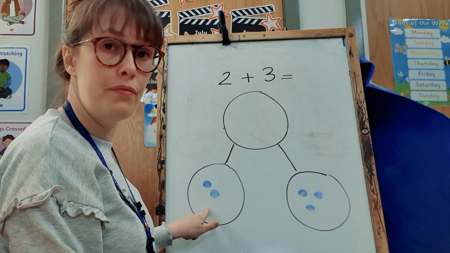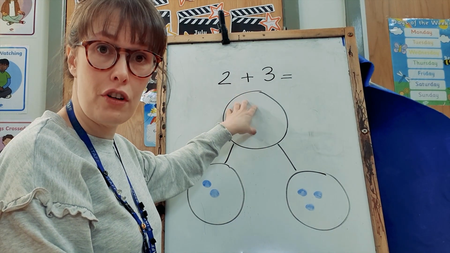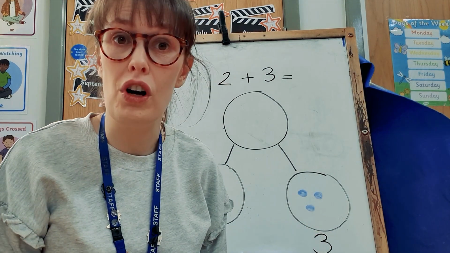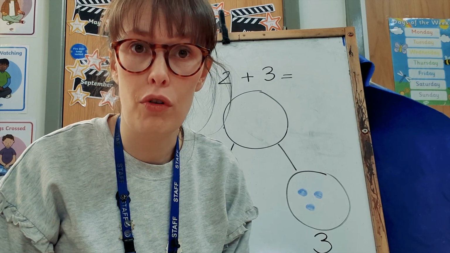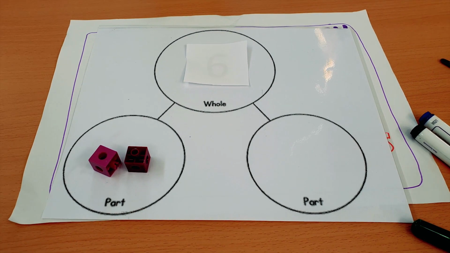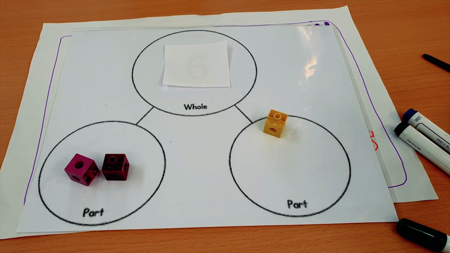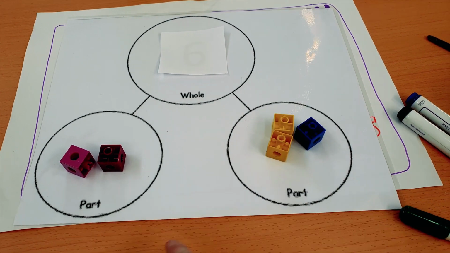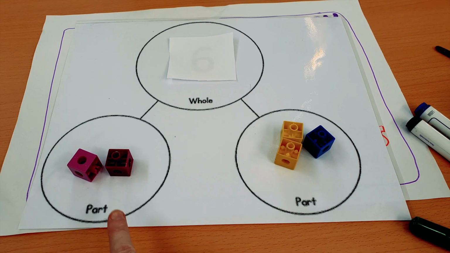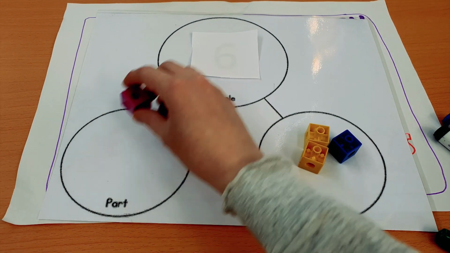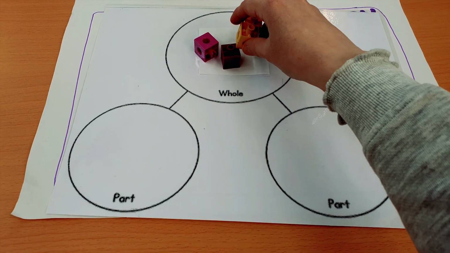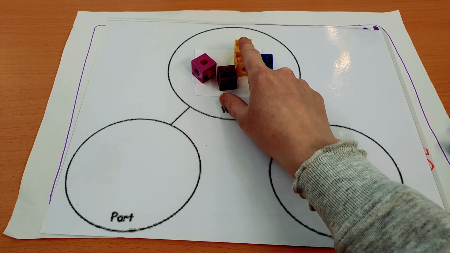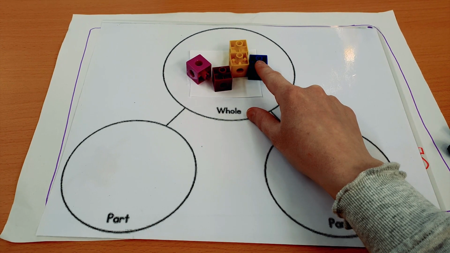Okay, 2 plus 3 equals, and we're going to find the whole number there, okay? So I've got 2 here, 3 here, and I would like to know what the whole is. So if you're unsure, we're going to do it with cubes as well. 2, plus 3. And I now want to know what the whole is. So what we're going to do is we're going to add or move them to the top and add them all up. So 2, add 3 equals 1, 2, 3, 4, 5.